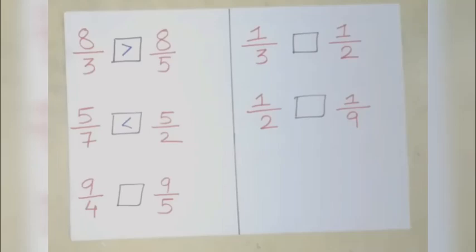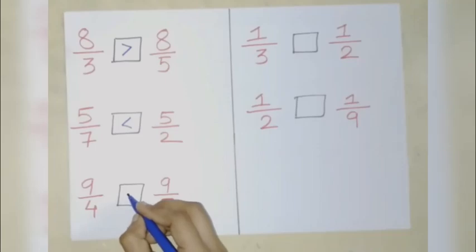See the third example. 9 upon 4, 9 upon 5. Numerators are equal. So children, greater denominator is the smaller fraction. Greater ये है तो ये हो जाएगा हमारा smaller.